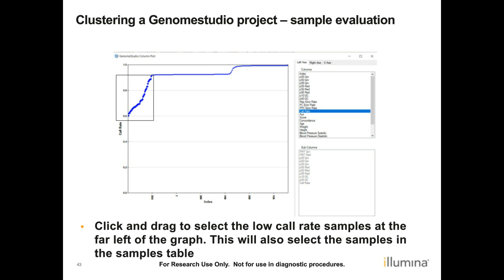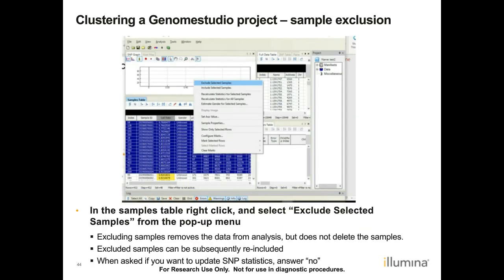If you click and drag in the graph, you can actually select them in the graph, and simultaneously the samples in the GenomeStudio project will also be selected. Now, once they've been highlighted, right-click in the samples table and select Exclude Selected Samples so that these samples will no longer be calculated in the calculations for statistics. It does not delete the samples, but it removes them from analysis. Excluded samples can be subsequently re-included and recalculated.